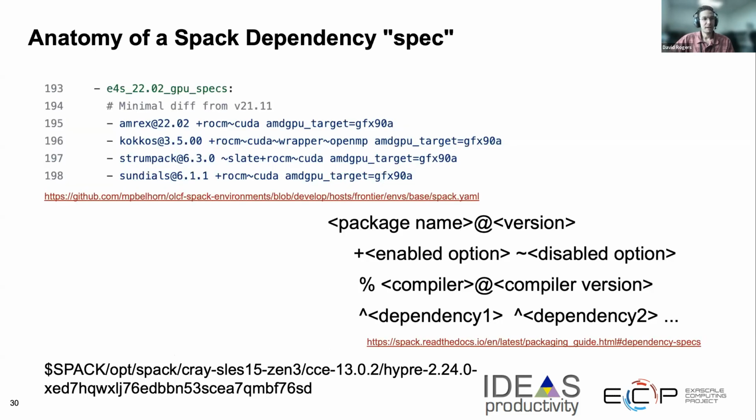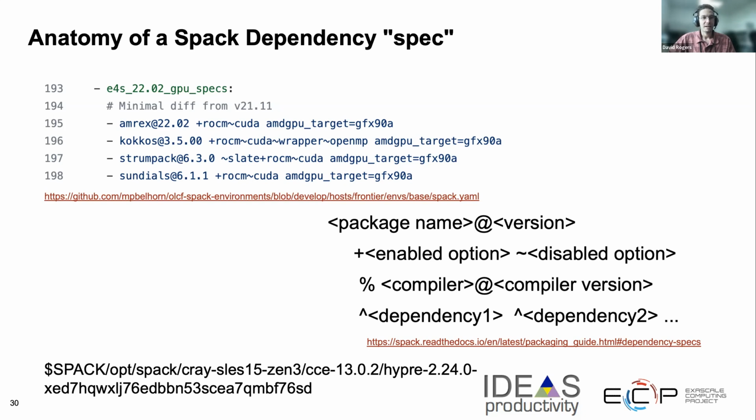So to talk a little bit more about what a package spec is, here's an example from the current way that our system administrators are building software on Frontier. If we're building the AMReX package, we pick out this specific version that we've tested and we know is working. We add the plus ROCm option to the package, which creates the proper -D flag that goes to CMake. And we can disable the CUDA option and set the AMD GPU target. Similar things happen for other packages.